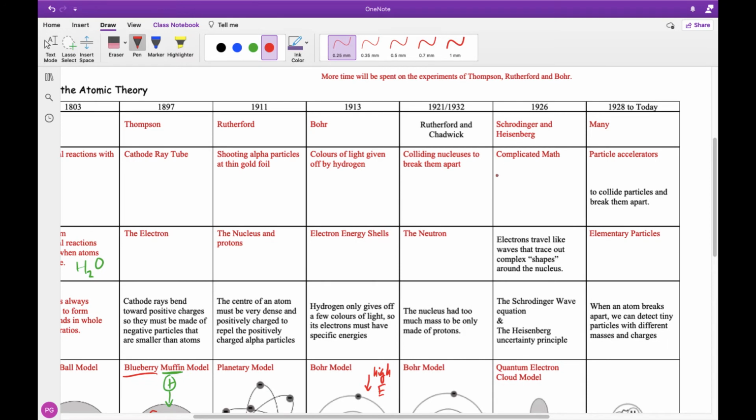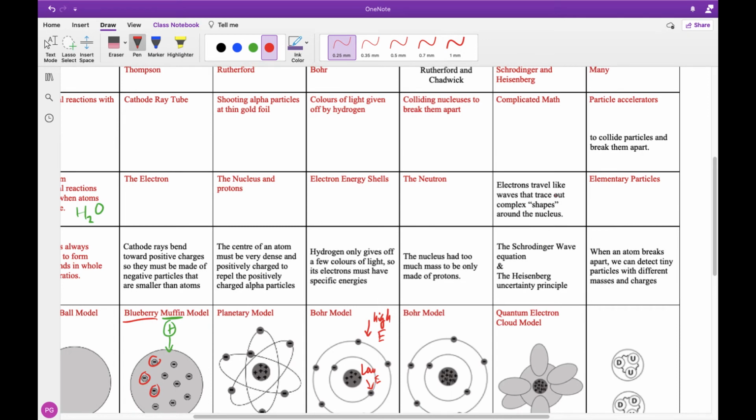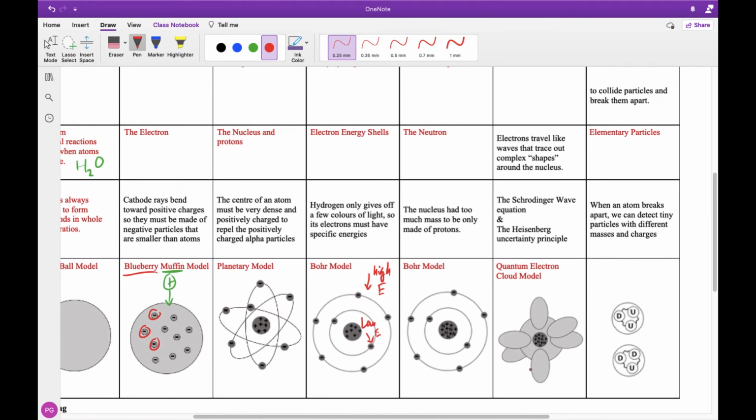Finally, Schrodinger and Heisenberg, using some very complicated math, figured out using quantum mechanics that electrons have to travel like waves, and they trace out these complex shapes. So it's not circles like this, but rather these weird bubbles of probability. They came up with the Schrodinger wave equation and the Heisenberg uncertainty principle. Basically, instead of the electrons circling around nicely like this, they float around in these probability regions where we don't know exactly where they are, but we know that they have to exist in some certain area with some certain probability.